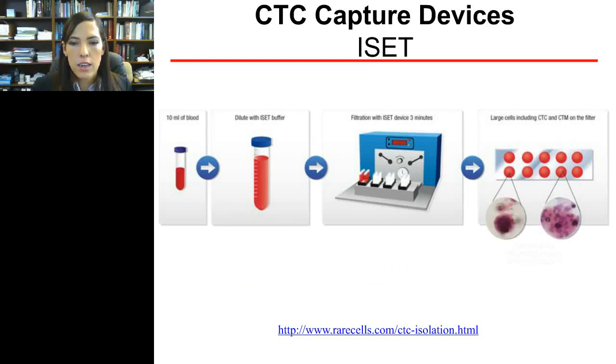And then lastly, this is an interesting method, ISET. It stands for isolation of epithelial tumors. So they use size to enrich for their tumors. They use diluted whole blood, and they use a filtration device that takes 3 minutes. They filter out all of the smaller cells and leave the larger CTCs behind to be able to characterize and enumerate those.